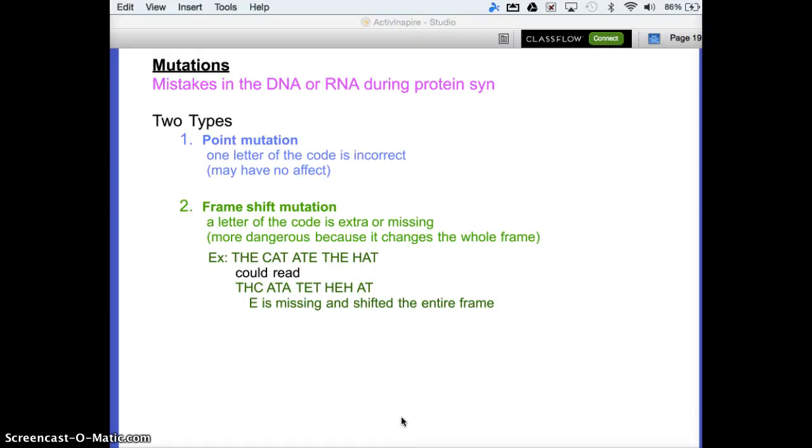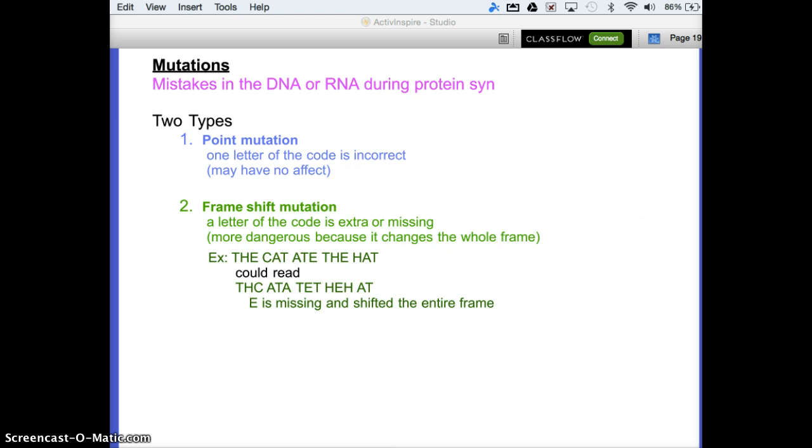I'm going to talk about mutations that can occur during replication or protein synthesis. There's two types, and the first one is called point mutation. Basically, what happens here is one letter in the code is incorrect. This may have a minimal effect, not always, but in some cases it can.